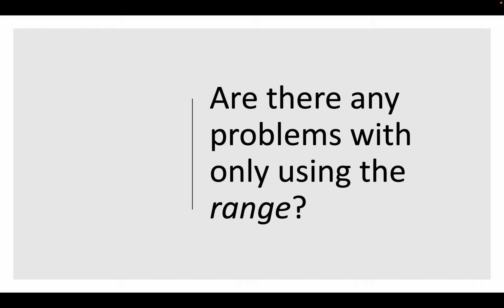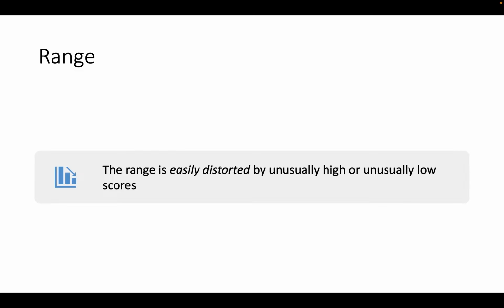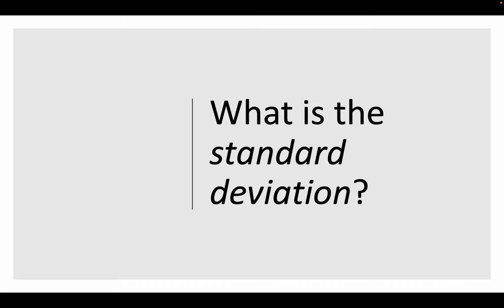So can you think of any issues with using only the range? Well, the range is easily distorted by an unusually high or unusually low score. We like to know the range in combination with other statistics, like the mean, just to give a better idea of our data. And that brings us to our next concept, the standard deviation. So our textbook defines standard deviation as a measure of variation or variability, and it is the average difference between the scores in a distribution and the mean or the central point of the distribution.